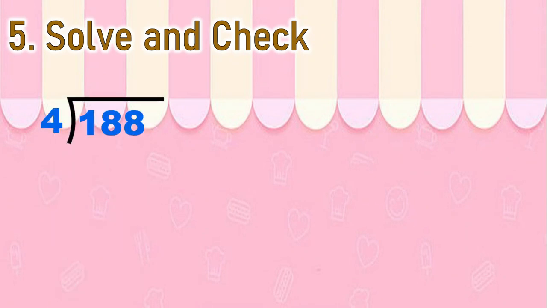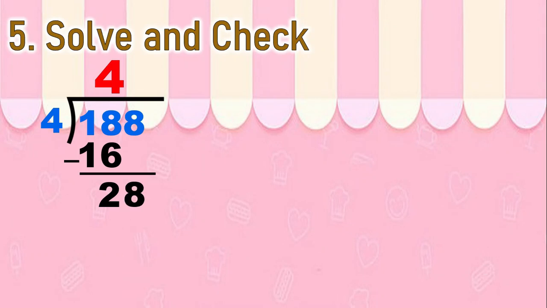Solve. 188 divided by 4. The hundreds place is 1, and we cannot divide 1 by 4, so we will use 18, the hundreds and the tens place. 18 divided by 4 is 4. So 4 times 4, after dividing, multiply. Remember the DMBS. 4 times 4 is equal to 16. After multiplying, subtract. 18 minus 16 is equal to 2. After subtracting, bring down.